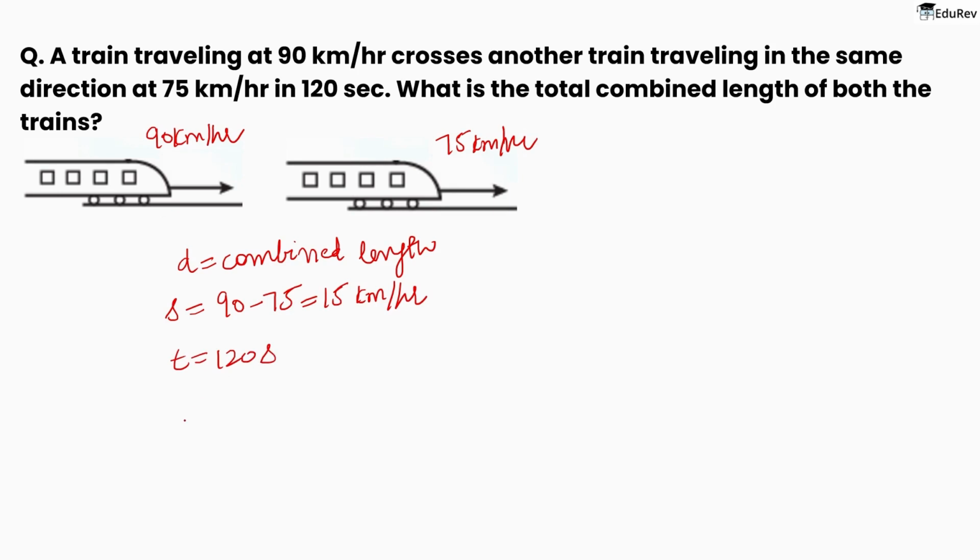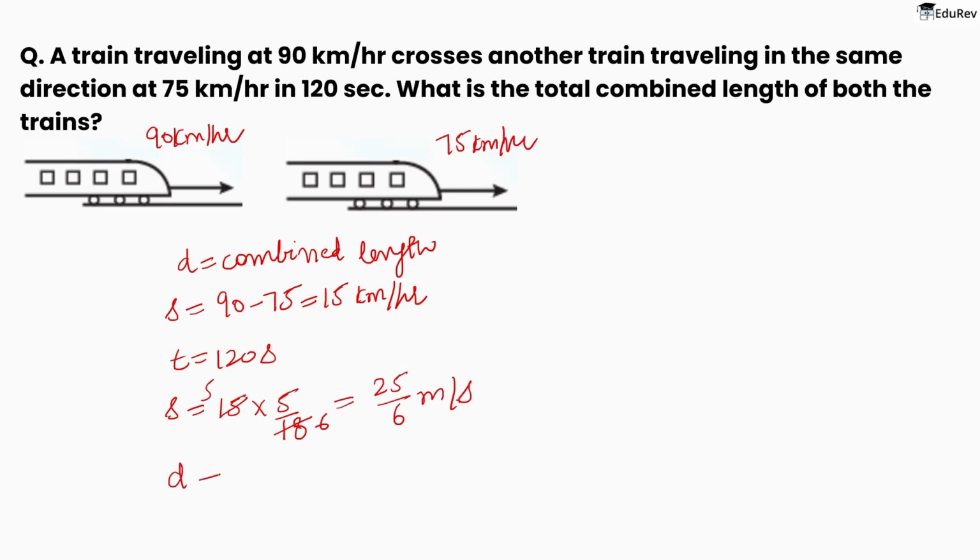But our relative speed is in kilometers per hour. We have to convert it into meters per second. In order to do that, we will multiply the relative speed by 5 upon 18. 3 will cut denominator by 6 and 15 by 5. Hence, solving further, we get relative speed as 25 by 6 meters per second.